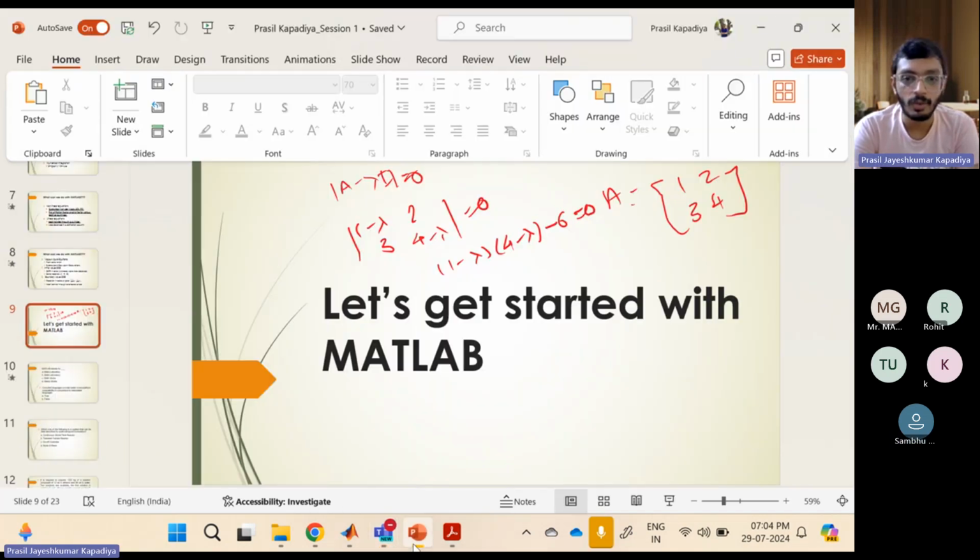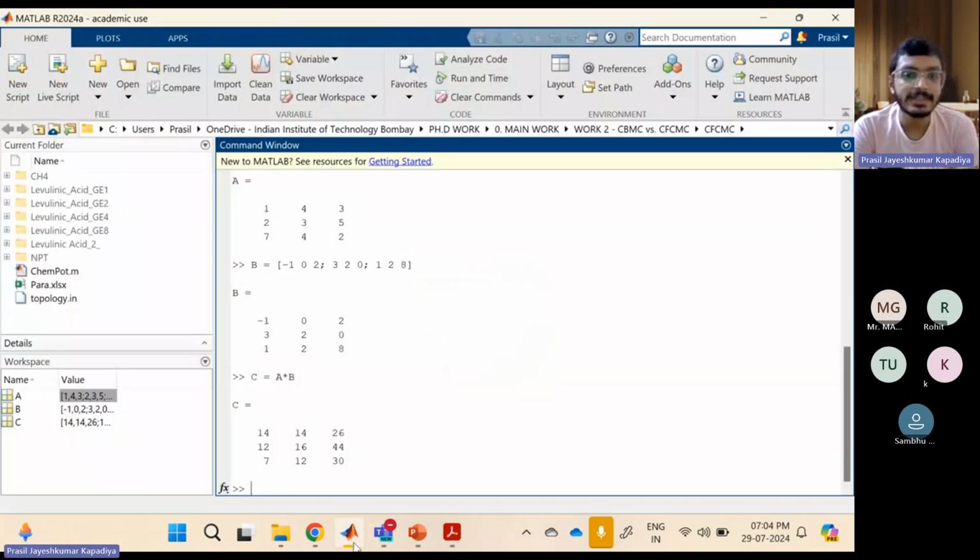Multiplication matrix. Okay. So the other thing, let's say I want to multiply 1 with minus 1 only, 4 with 0 only. Means, okay, how can I tell you this? Okay, let me write it down here.